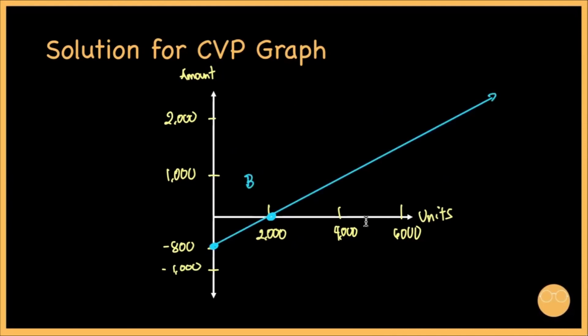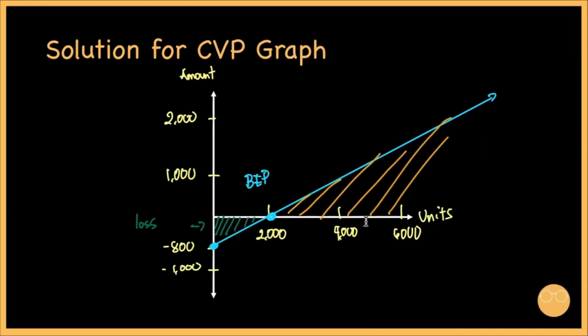So our BEP, our break-even point, is at 2 million, meaning to say that in this area, you will incur losses. You will surely incur loss. But if you are going to refer to this area, you will incur profit.